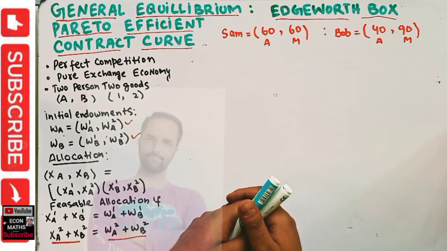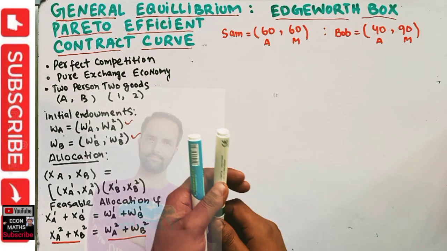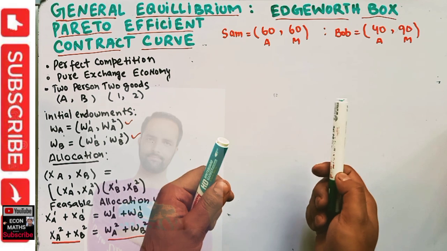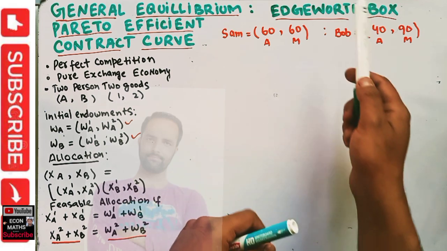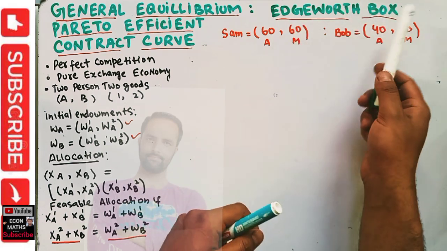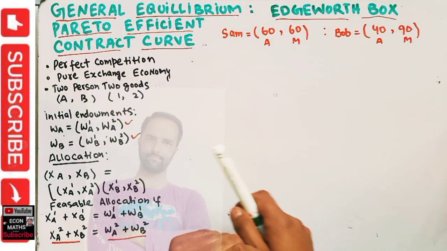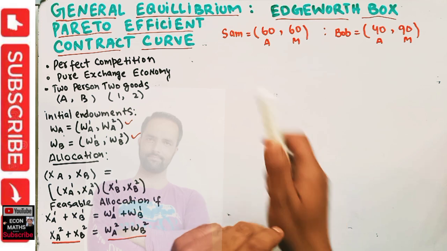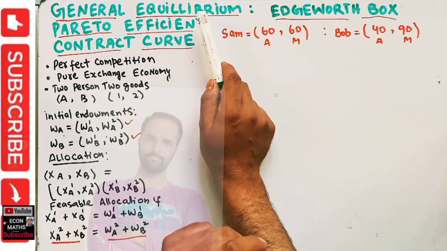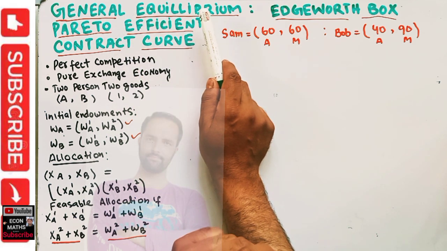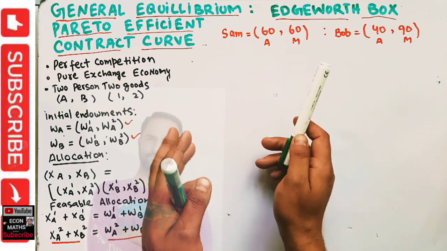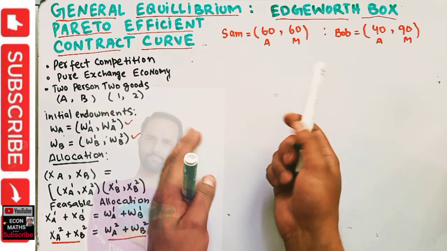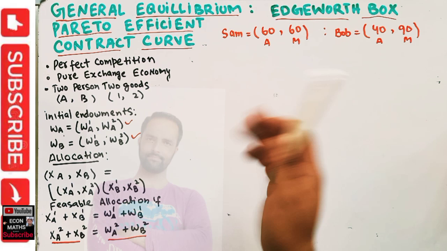In this video, we will continue our discussion on general equilibrium, and with an example, I will explain the Edgeworth box, how to construct the Edgeworth box, what is meant by Pareto efficiency, and what is a contract curve. The difference between general equilibrium, also called the Walrasian equilibrium, and partial equilibrium, also called the Marshallian equilibrium, I have explained in the earlier two videos.